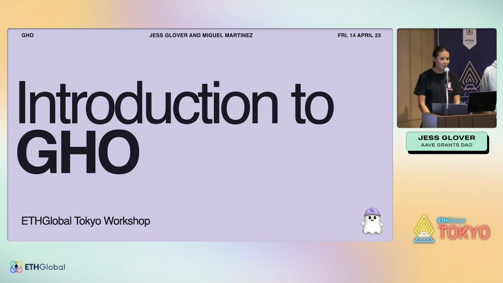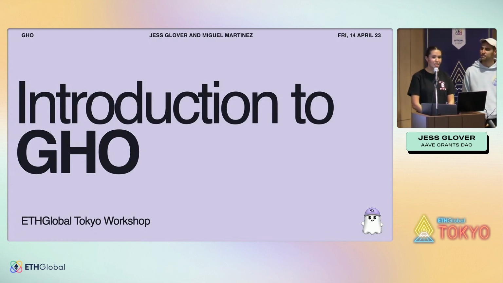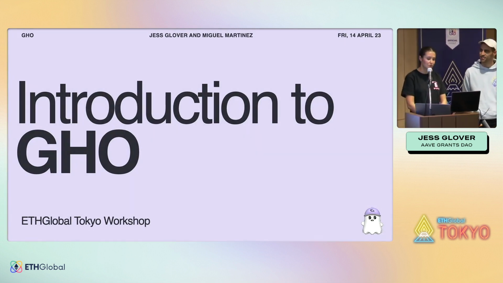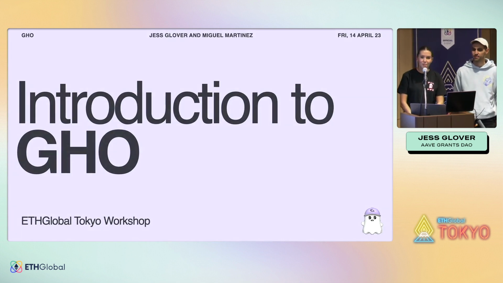Today we're going to be talking about GHO, a decentralized multilateral stablecoin native to the Aave protocol. We're going to be looking at an overview, how it works, and then Miguel's going to go into some live coding.